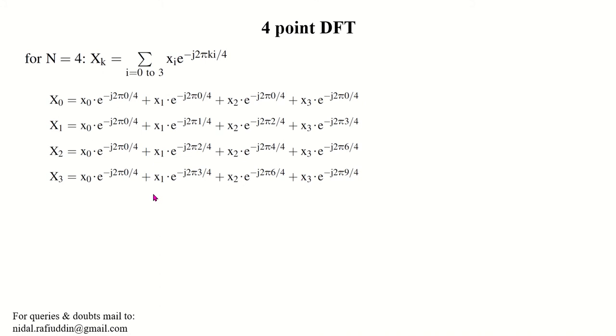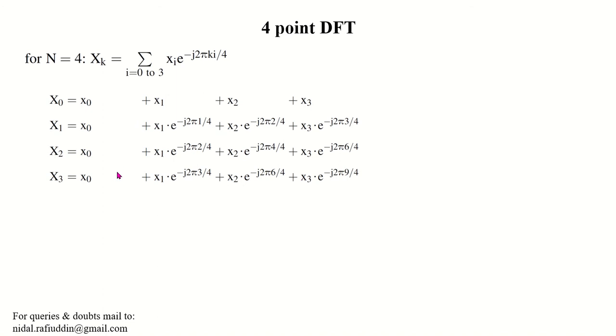So the first stage of simplification is that we reduce the terms which correspond to the exponential to the power 0. So these can be removed, in fact they will be replaced by 1. So we are going to replace these terms by 1.